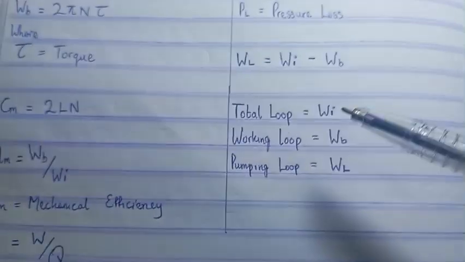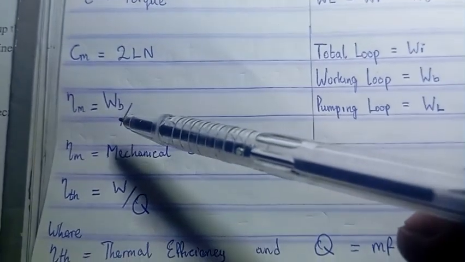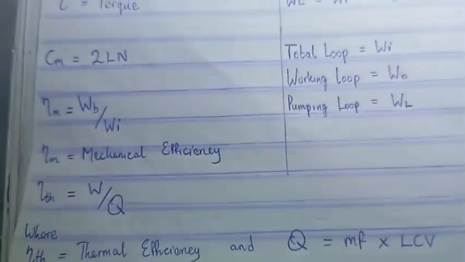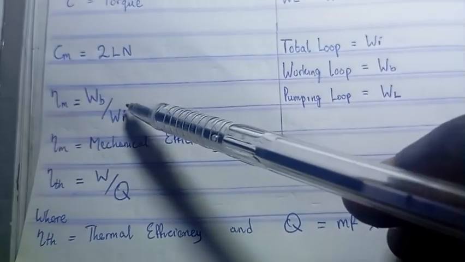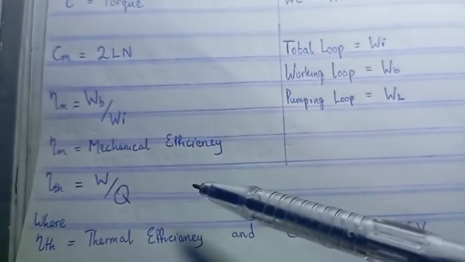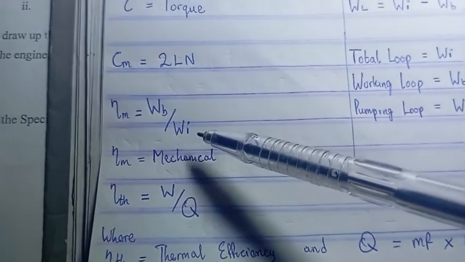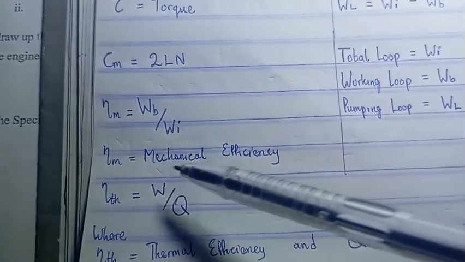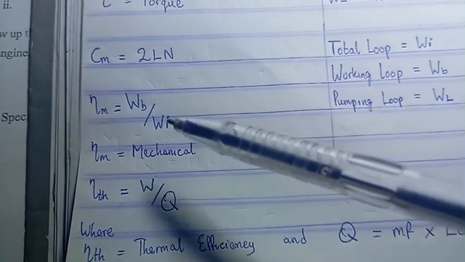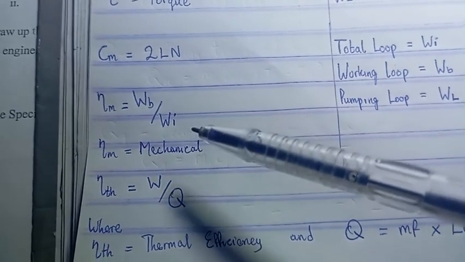Okay. So now let's go to here. We have efficiency M is equal to Wb over Wi. You know that this is mechanical efficiency, where Wb is your brake power over your indicated power.